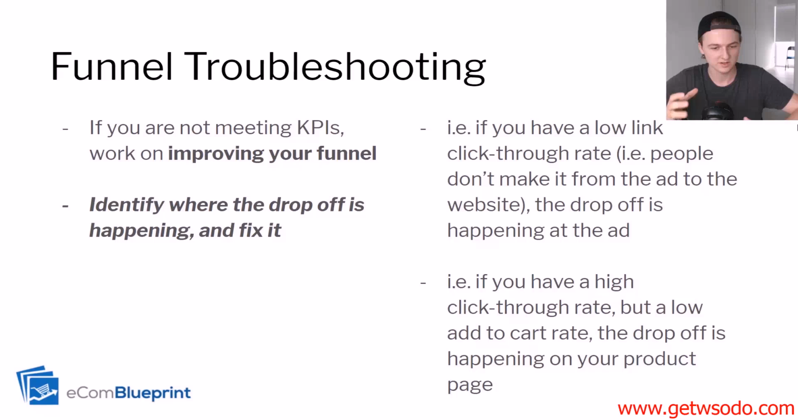So the last thing that I want to talk about in this lesson about reading data is how to troubleshoot your funnel. If you're not meeting your KPIs, your key performance indicators, so for example, if you're spending more than your break-even cost per purchase and you're losing money, then you need to work on improving your funnel. And so the way that you do this is you identify the drop-off and you fix it. You identify where the biggest drop-off is happening and you work to fix it.